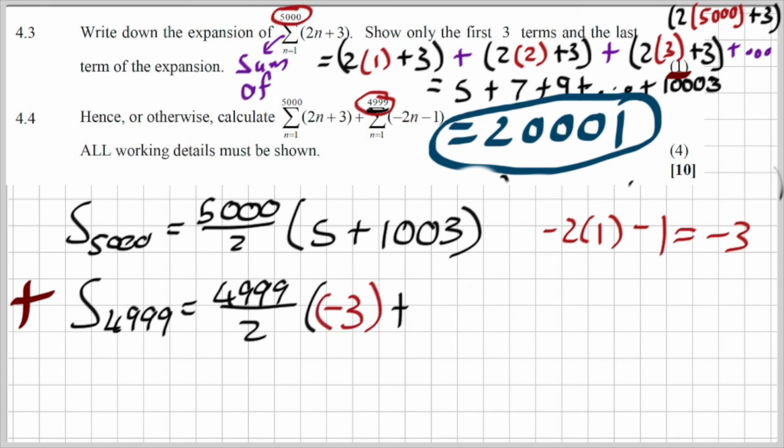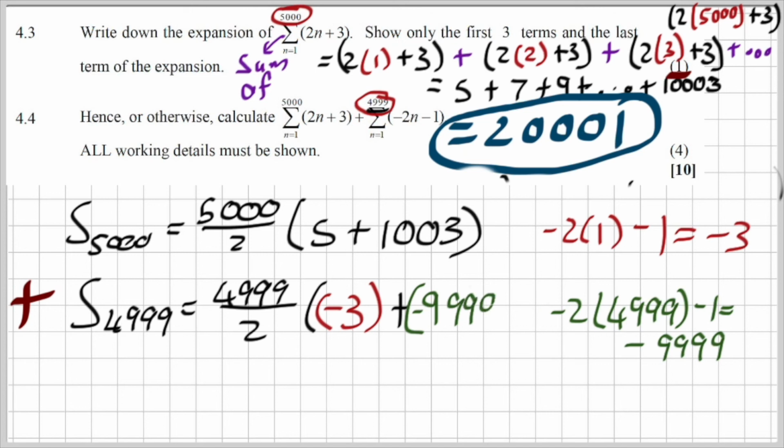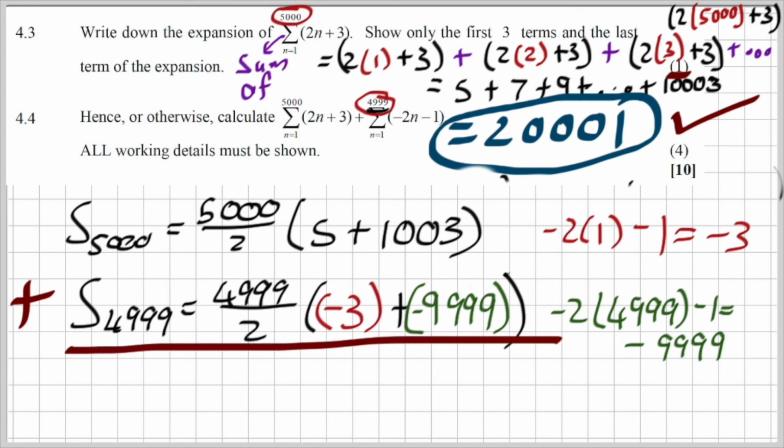And if I add the last term, so negative 2 times by 4999 minus 1, that is going to be a beautiful negative 9999. That's a lot of 9s. So I'm going to substitute that into there, and I get exactly the same answer if I add them together. 20,001. Oh my goodness, this is beautiful.